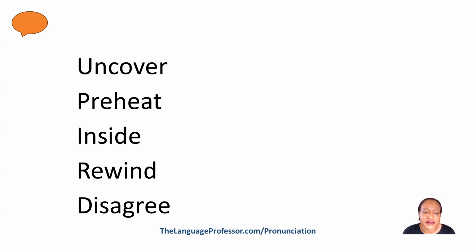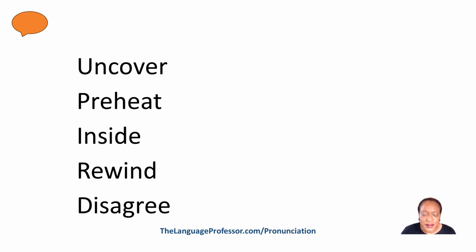So we have cover, which is the root word, and then uncover, which changes the meaning. Heat, and then preheat. So pre meaning before. You have side, and then inside something. We have to wind something, and then rewind. Re means again. Disagree, we have agree as the root word. Dis is the prefix meaning not. So these prefixes change the root word.